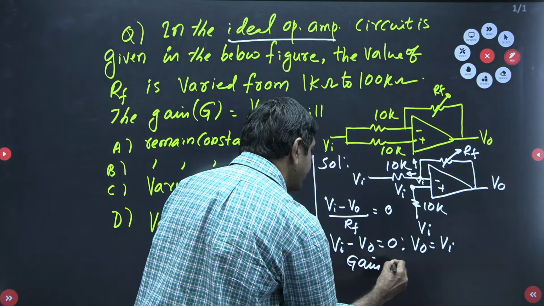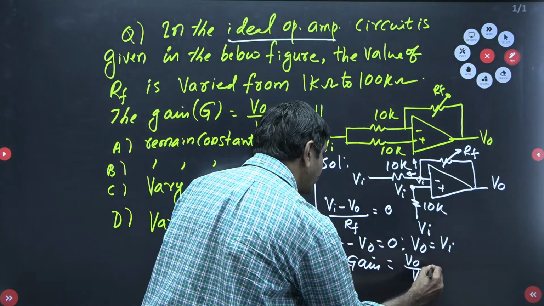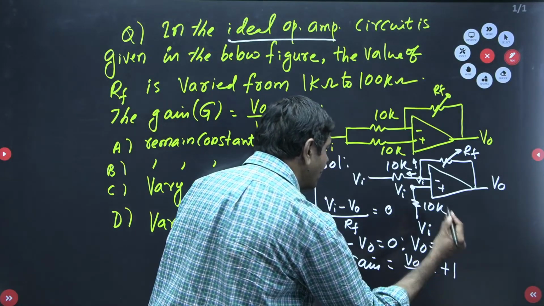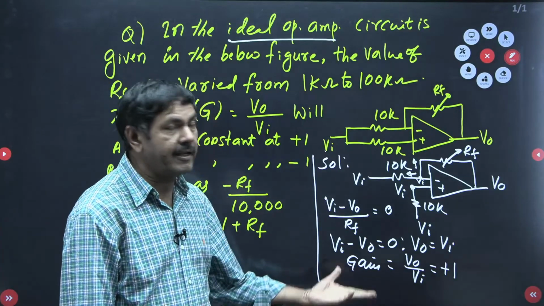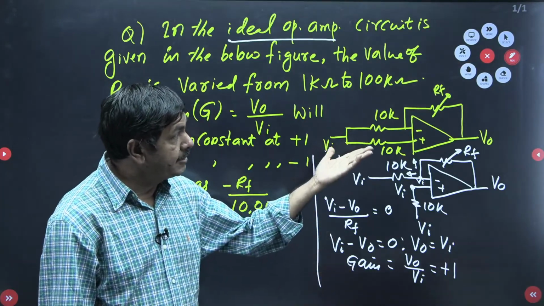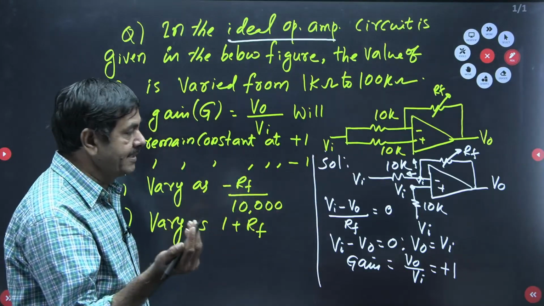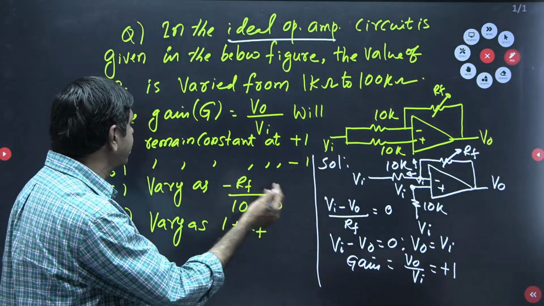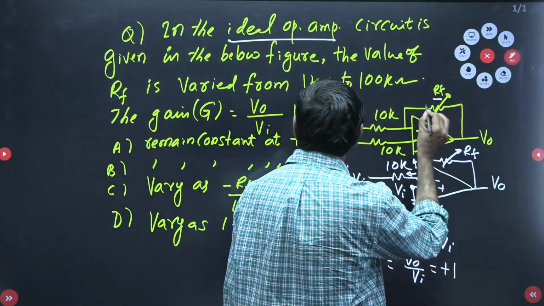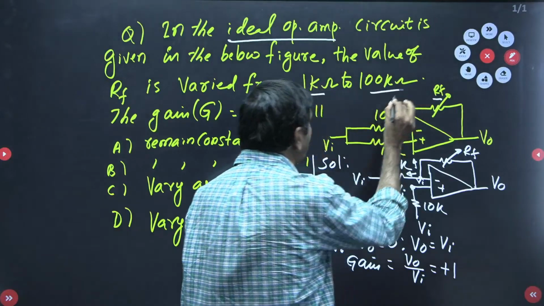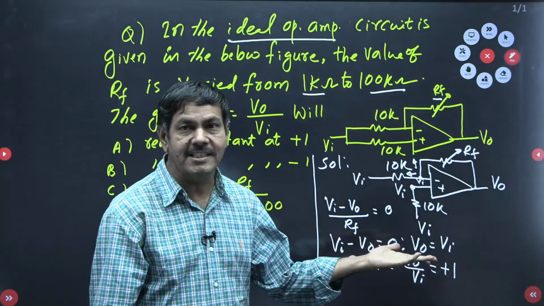The gain is nothing but V0 by VI, that equals plus 1. I am not getting the gain in terms of RF. If I had got it in terms of RF, any one of the options might be possible. But anyhow, the gain is 1 and remains constant. Even if you change the value of RF from 1 kilo ohm to 100 kilo ohm, the gain doesn't change.